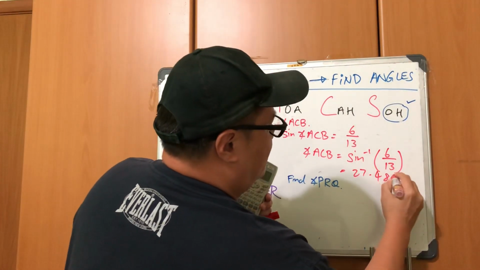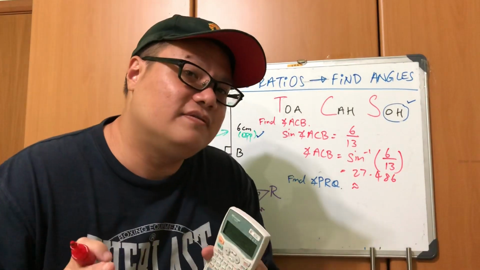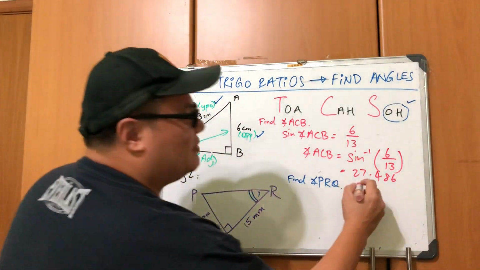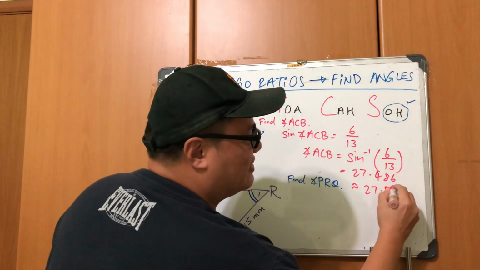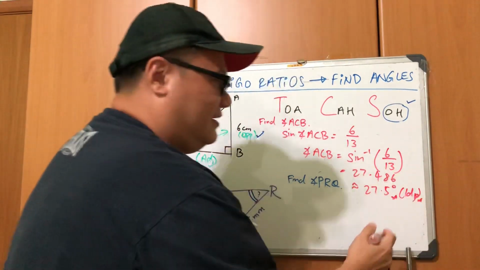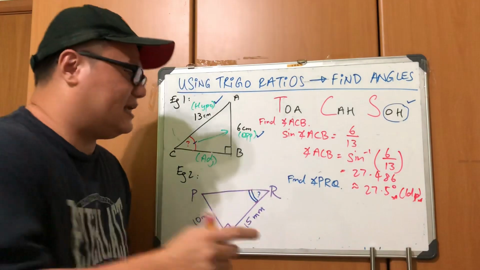27.486. So if it's an angle, do you round off to 3 SF or 1 dp? 1 dp, right? So round to 1 dp. So 27.5 degrees, 1 dp. Is this okay? Cool. I move on to the second example over here.